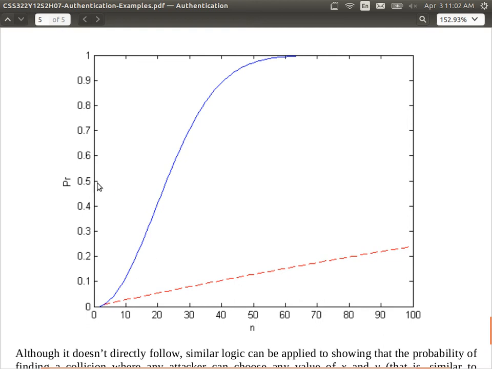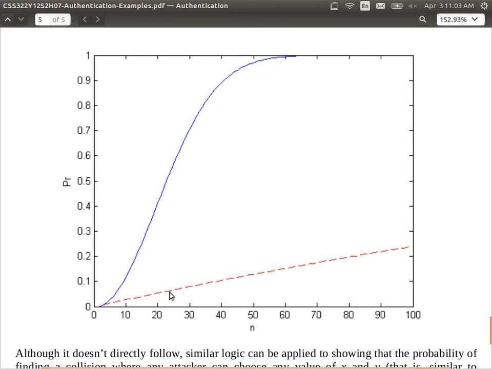On the blue line, 50% comes out about here. It's around 23 people, you can work out. Given a group of 23 people, there's about a 50% chance that any two of them will have the same birthday. But if you select one of those people from that group, me for example, the chance that one of the others will have the same birthday as me is only around 6 or 7%, much, much lower.